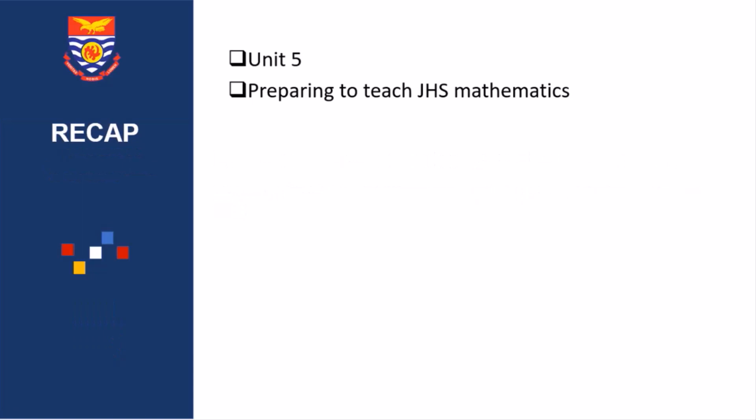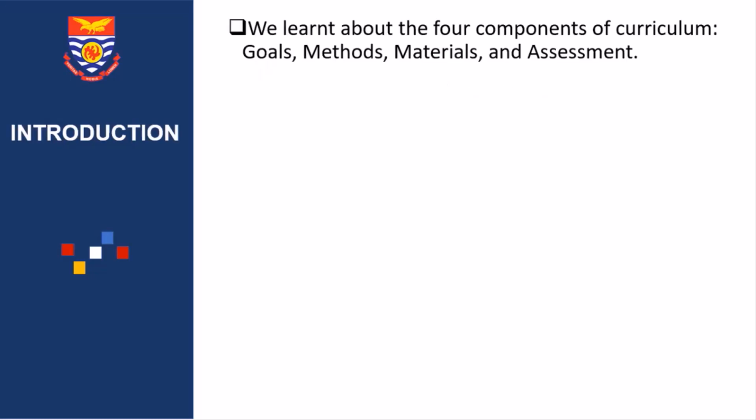In the previous unit, which was unit 5, we talked about preparing to teach JHS mathematics, and we touched on key components that will help you as a teacher to be able to teach JHS mathematics. Now, in our previous sessions, we learned about the 4 components of curriculum, and assessment was a key component. We talk about goals, methods, materials, and assessment. So we have looked at the goals, methods, and materials. We are now looking at the assessment component of the curriculum, and we are talking about the SHS mathematics curriculum.